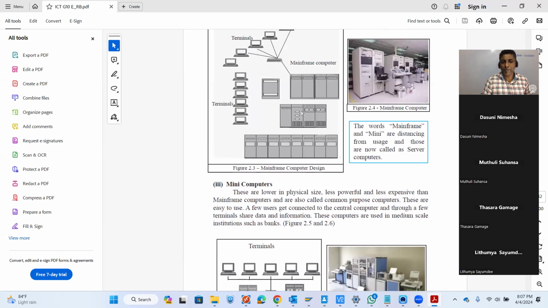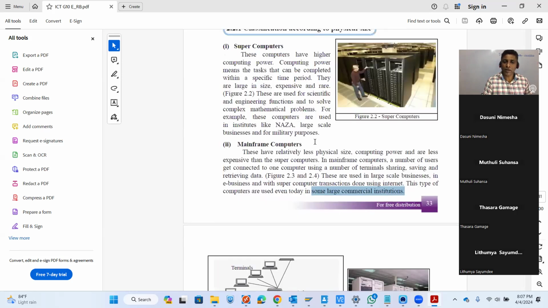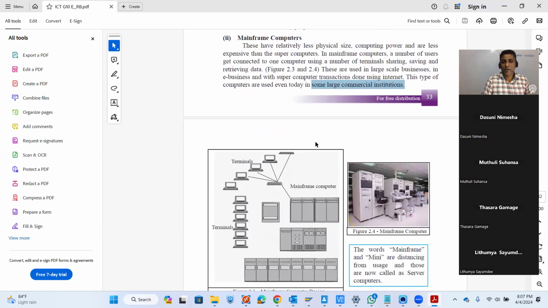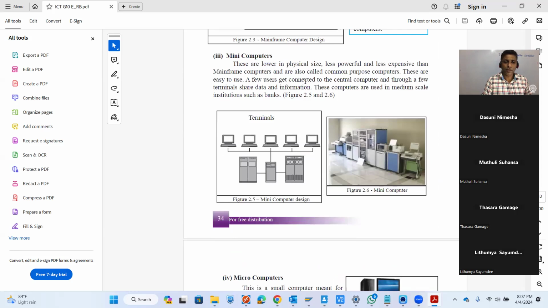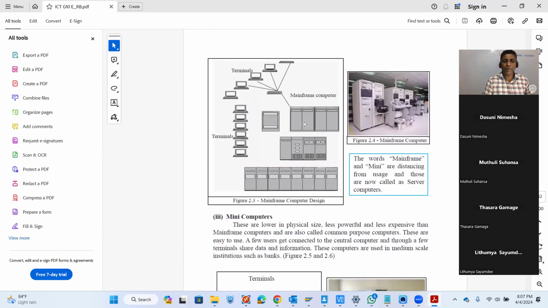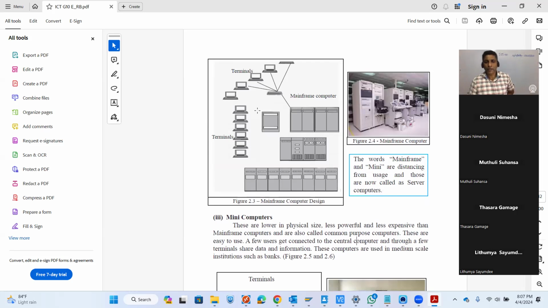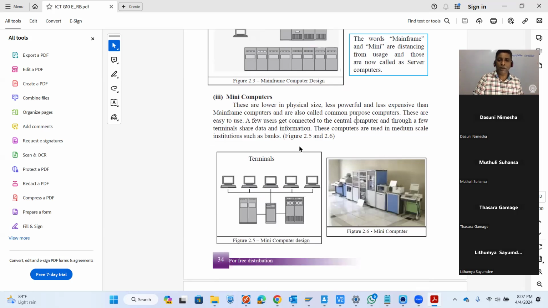To think of mainframe computing, sometimes we can't afford that much. It's a very expensive computer, right? Supercomputer, you can't think of the price of that, right? So that much expensive. So mini computers, they are easy to use. Few users get connected to the central computer through a few terminals and share the data and information. So mainframe computers, you can connect a number of terminals, but if you take mini computers, only a few terminals can connect, right?